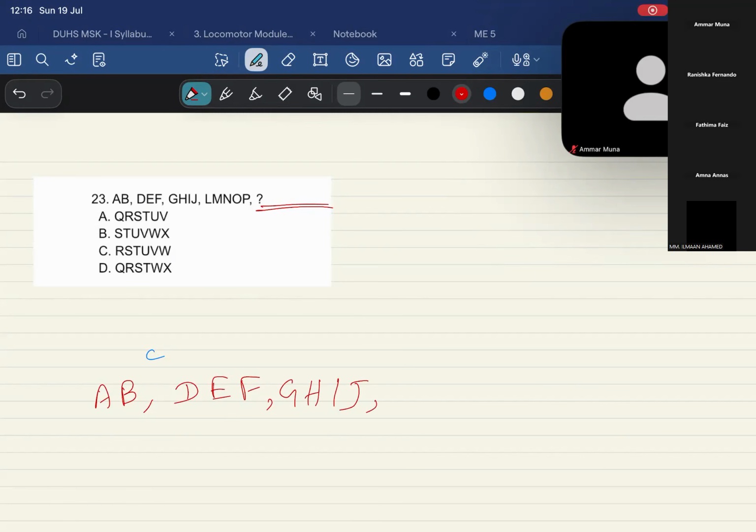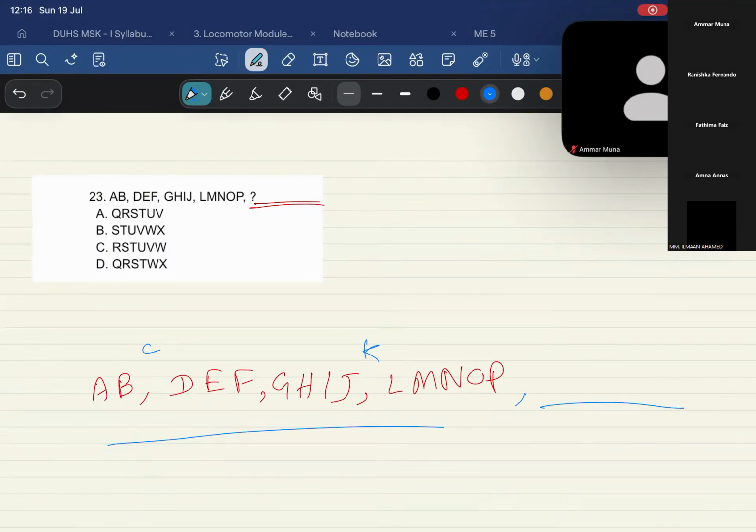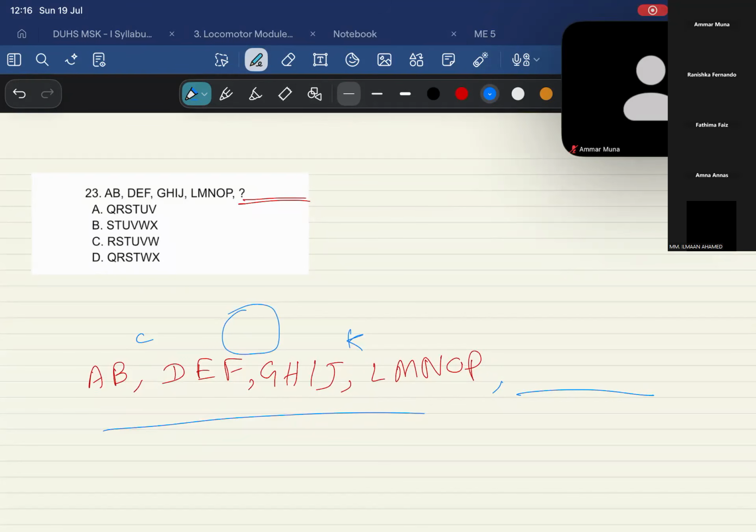So after J, we have L, M, N, O, P. Here we can see that they have skipped the letter K. And here, you can see that they haven't skipped anything, right? Nothing skipped here. So that means every 2 groups, only then we have to skip a letter. According to that, we won't be skipping a letter here. We will just continue after P. So what's after P? We have Q, R, S, T, U, and V.